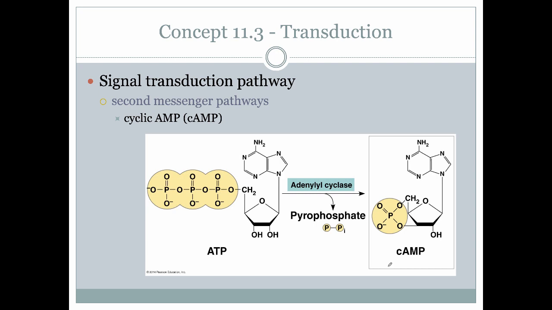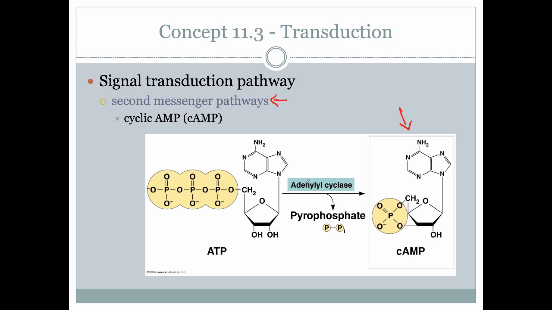So G protein coupled receptor signaling is one type of transduction. Protein kinases or phosphorylation cascades is a second type of transduction. The third type of transduction is utilizing something called second messenger pathways. A second messenger is any molecule that is made in response to signaling that will then act as a second signal. Okay?